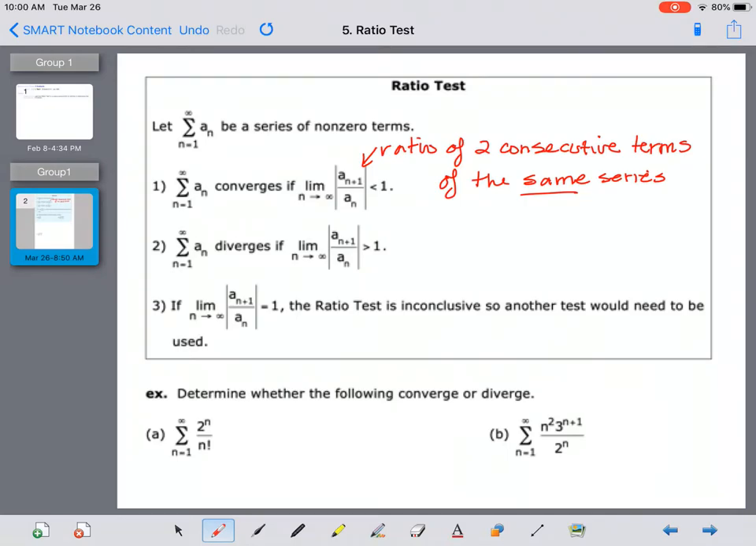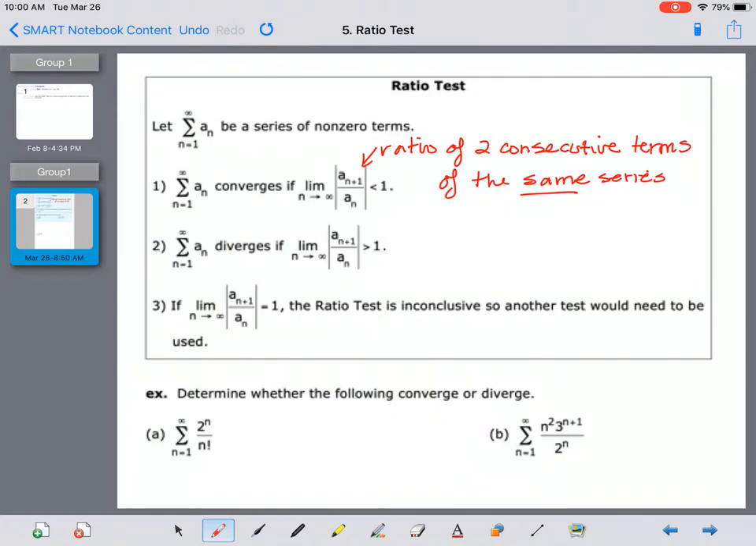If that ratio is less than 1, we're going to get convergence. If it's greater than 1, we're going to get divergence. If it's equal to 1, then our ratio test is inconclusive and we need to use another test. If you'll notice the absolute value, we don't care whether our series are positive or negative, because we're looking at the absolute value itself.